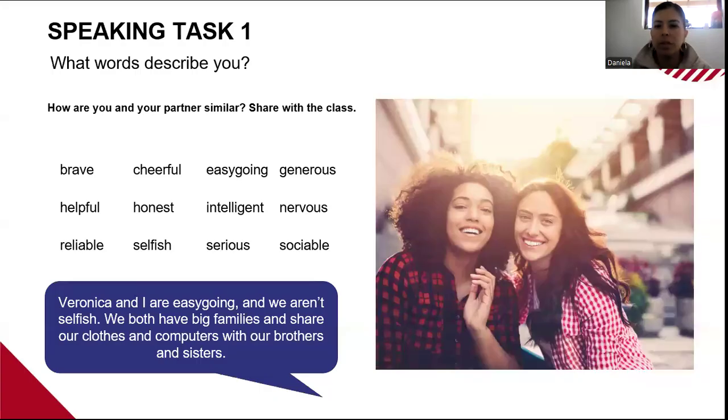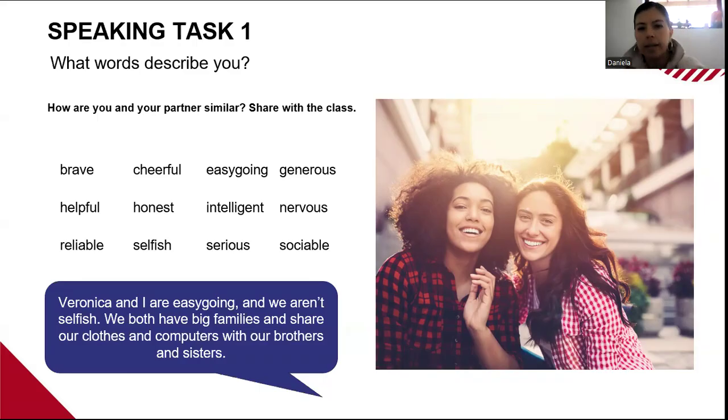So the first thing that we're going to remember is adjectives that you can use to describe people in general, not just people, but things, animals, whatever you want to describe. As you see here, we have some adjectives that you can use. For example, brave, cheerful, easygoing, generous, helpful, honest, intelligent, nervous, reliable, selfish, serious, sociable. Those are some of the adjectives that you can use to describe someone.